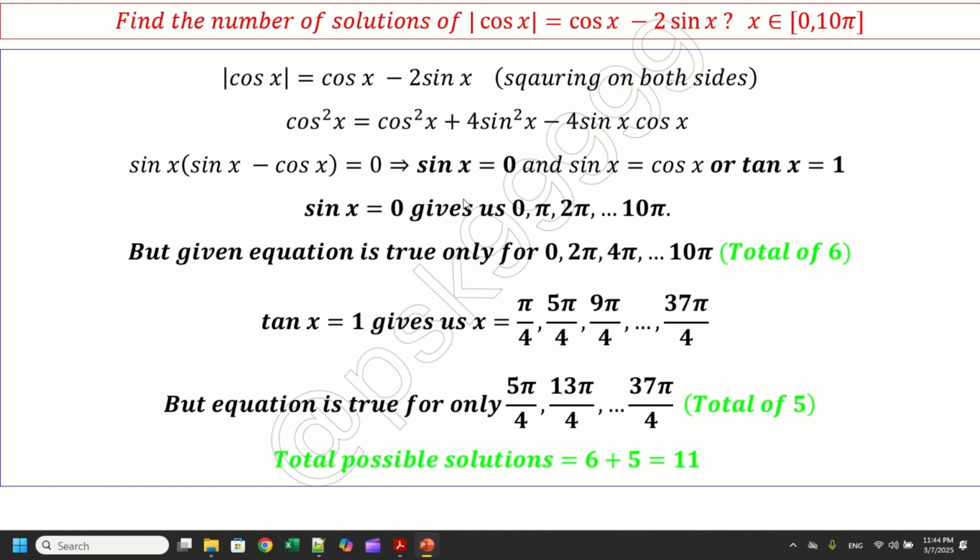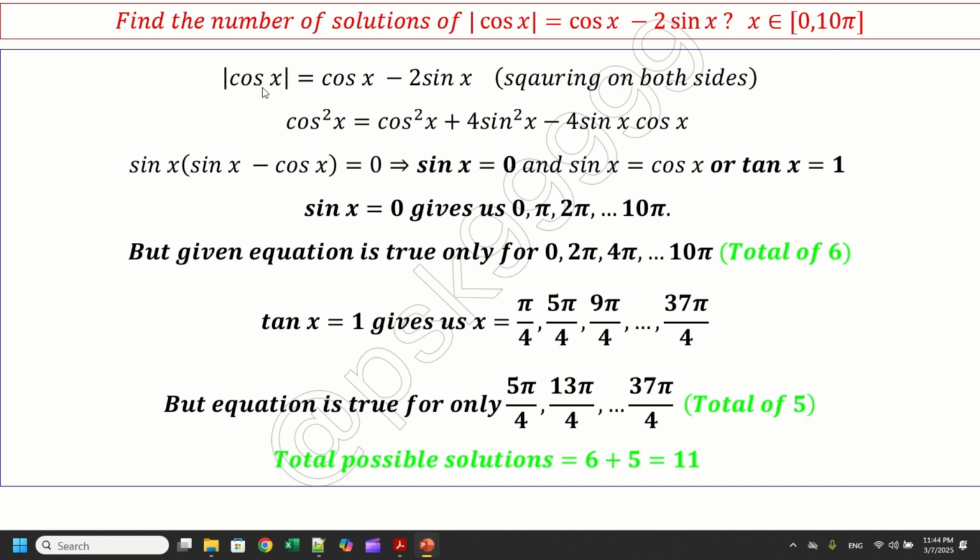Okay, alternately, you can solve it. You take first cos x as positive, then cos x equal to cos x minus 2 sin x, then cos x gets cancelled, and sin x equal to 0. Now you know that cos x, you assumed it as positive. So you make sure that you take only those values which are positive. So here cos x is positive at 0, but cos x is not positive at pi. So don't take this value. At 2 pi, yes, cos x is positive, so you take it. That's what it is.